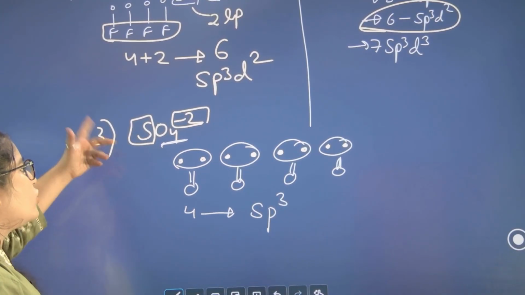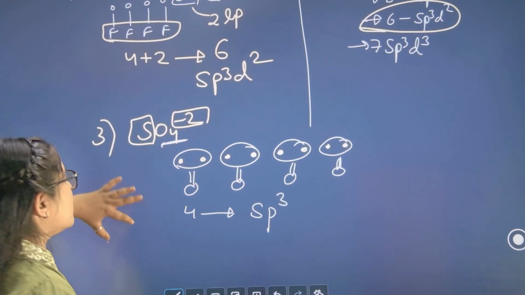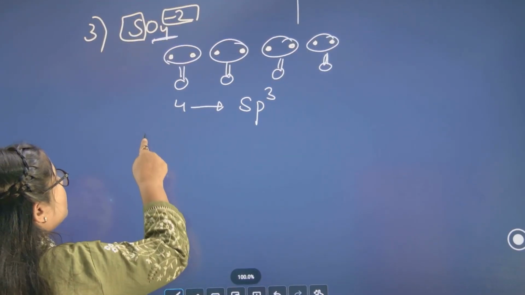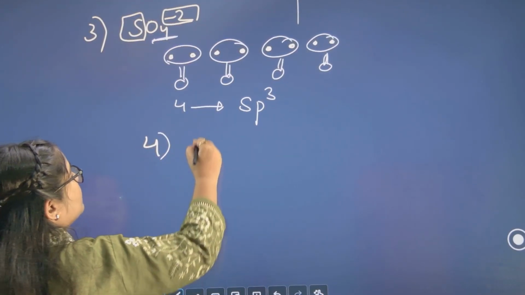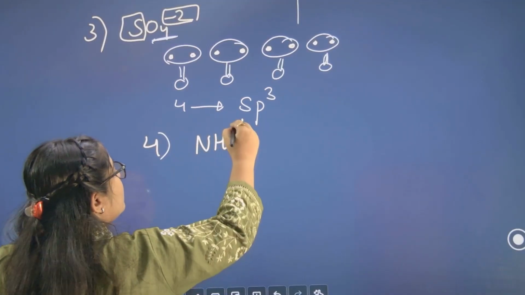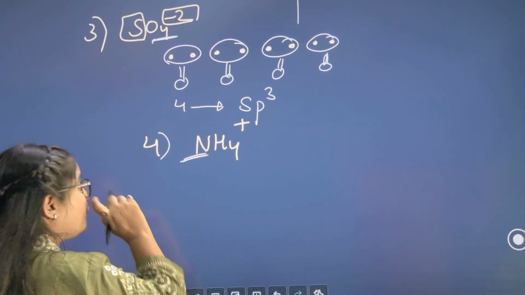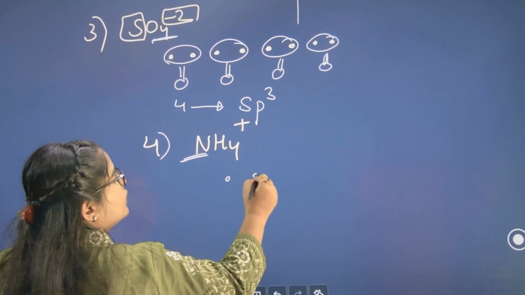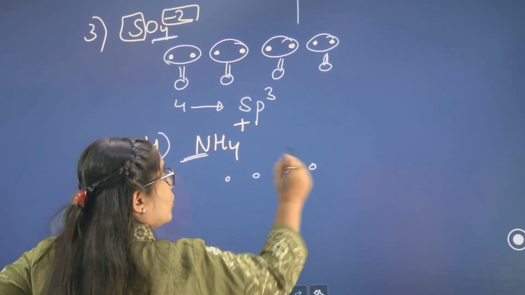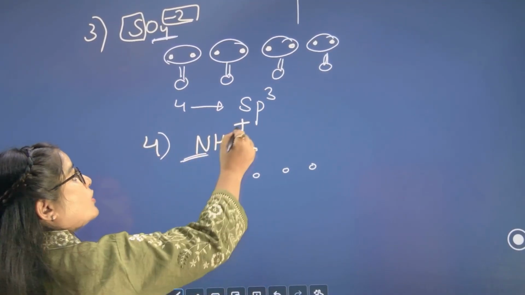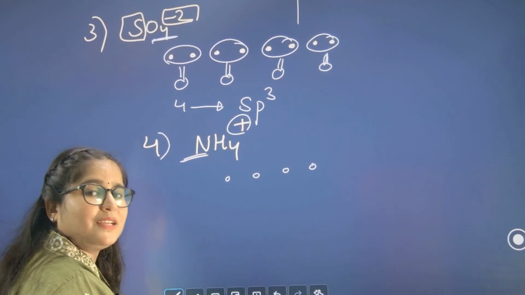Okay. One more example with positive charge, NH4 plus. Now tell me, what is the valence electron of nitrogen? 5. So 1, 2, 3, 4. Stop. Why am I not drawing 5? Because it is a charged compound. Positive charge, so what will I do?